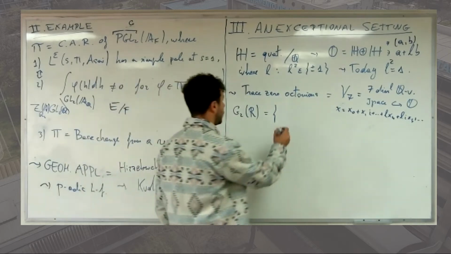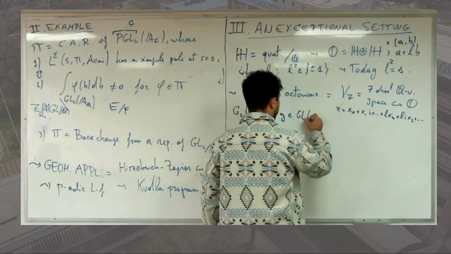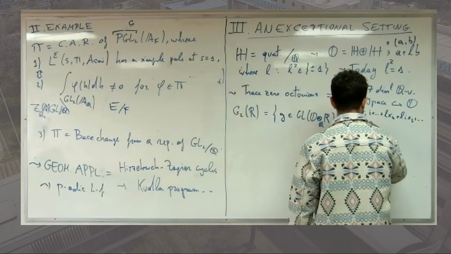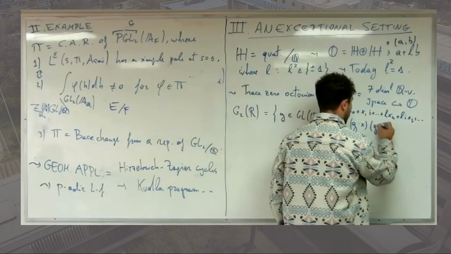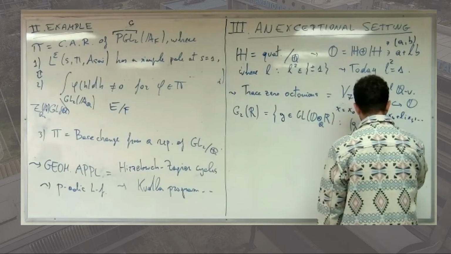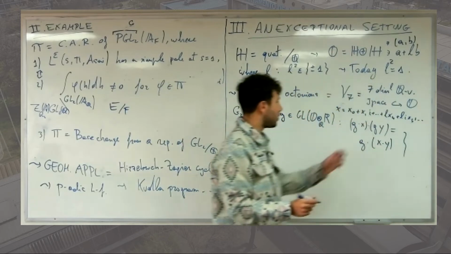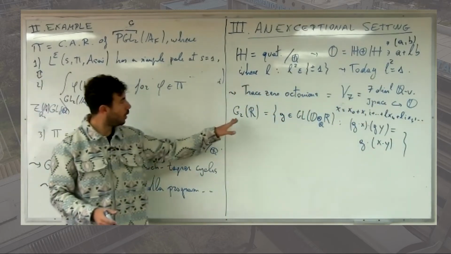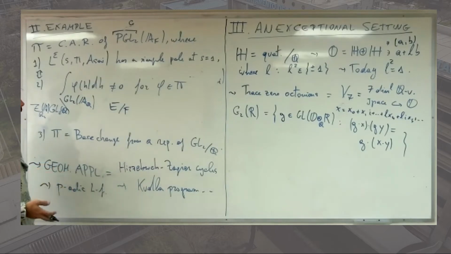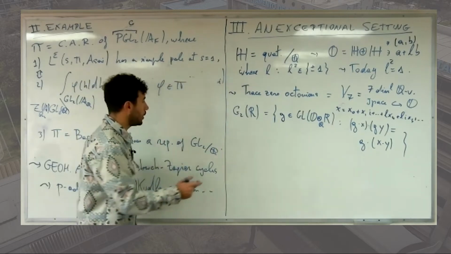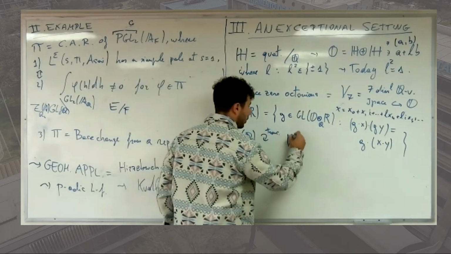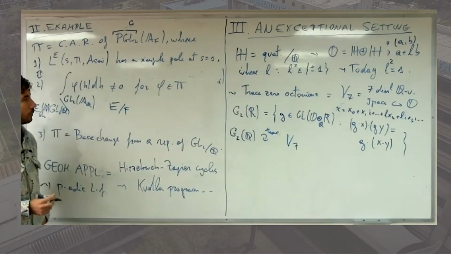Nevertheless, what we can do is the following. Define the group G2 as the elements g in GL of O tensor R, where R is a Q-algebra, such that if we make g act on x and g act on y, and we take this non-associative product, this is equal to g acting on x times y, for all x and y in the octonions. So with G2 we are taking just the matrices in GL of O that respect this product. And it turns out that G2 acts transitively on this V7.